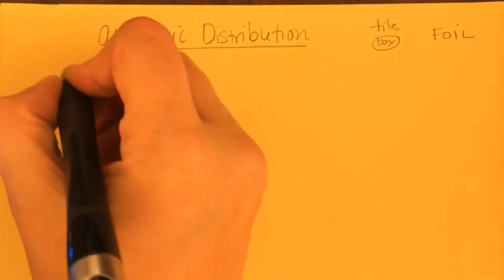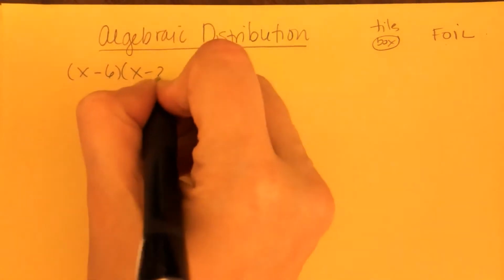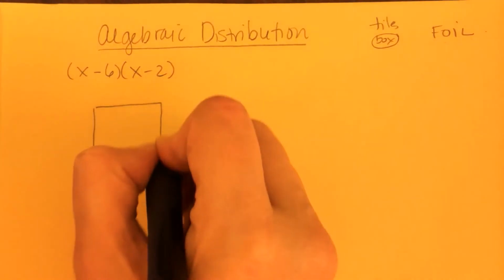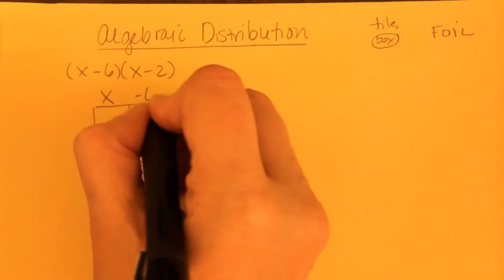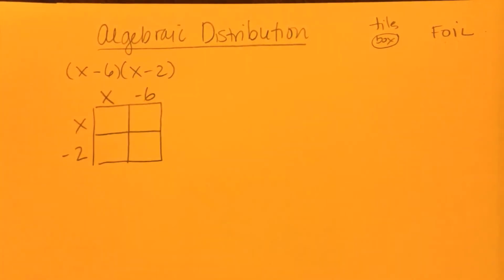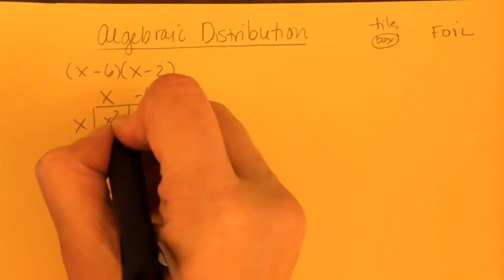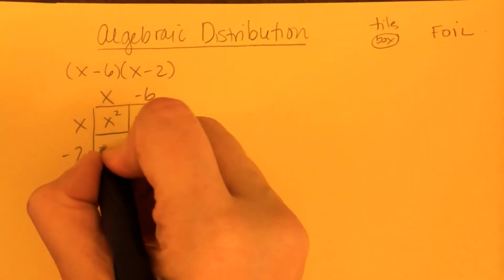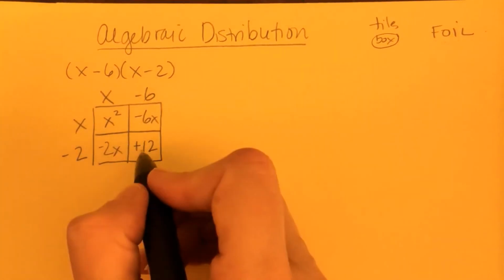So let's try an example. If I had this, x minus 6 times x minus 2. If I was solving this using tiles, I would draw a bunch of tiles, and I'm not going to do that. If I was solving this using the box, I would draw a box, and I would put one of them on the top, one of them on the side, and then I would multiply each thing together. So x times x is x squared, negative 6 times x is negative 6x, x times negative 2 is negative 2x, negative 6 times negative 2 is positive 12. And then I would combine them all together.